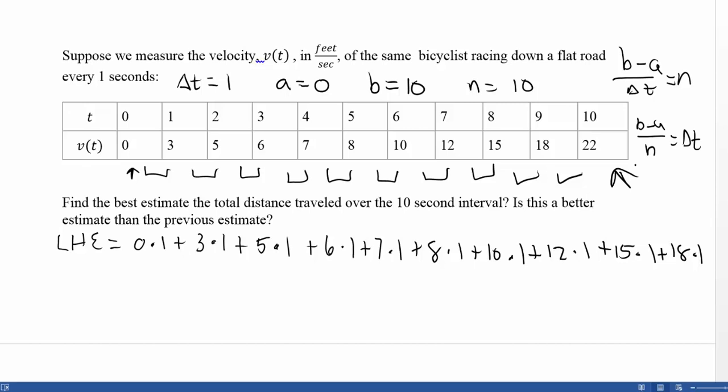And remember, my units are going to be in feet because each of these was the rate of feet per second times seconds. So my left-hand estimate was 84 feet. If I do the same thing now for the right-hand estimate, for each 1 second interval, I'm going to pick the rate on the right.